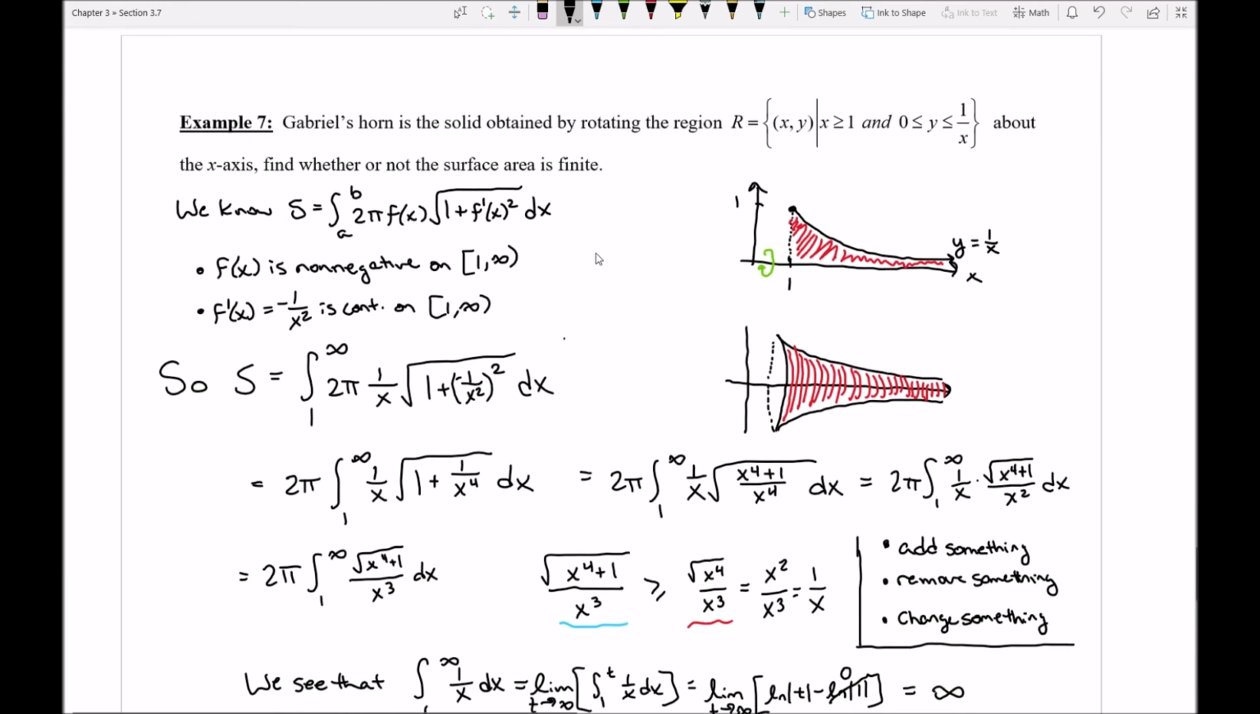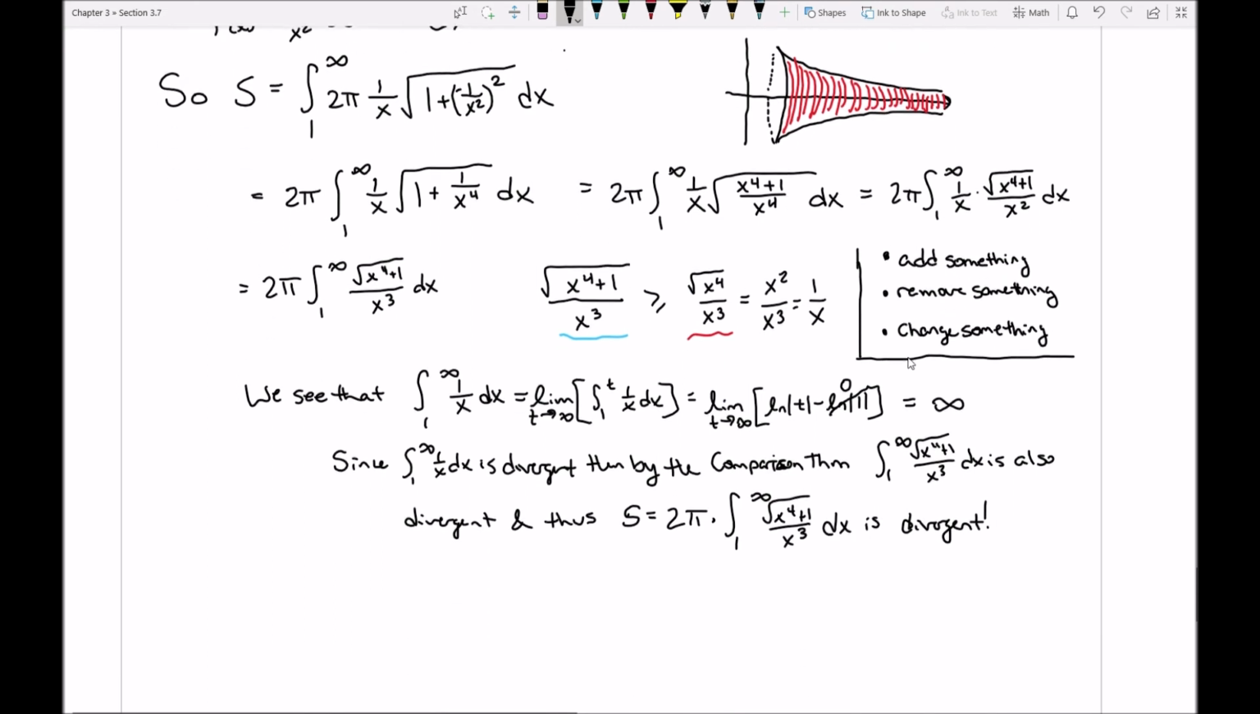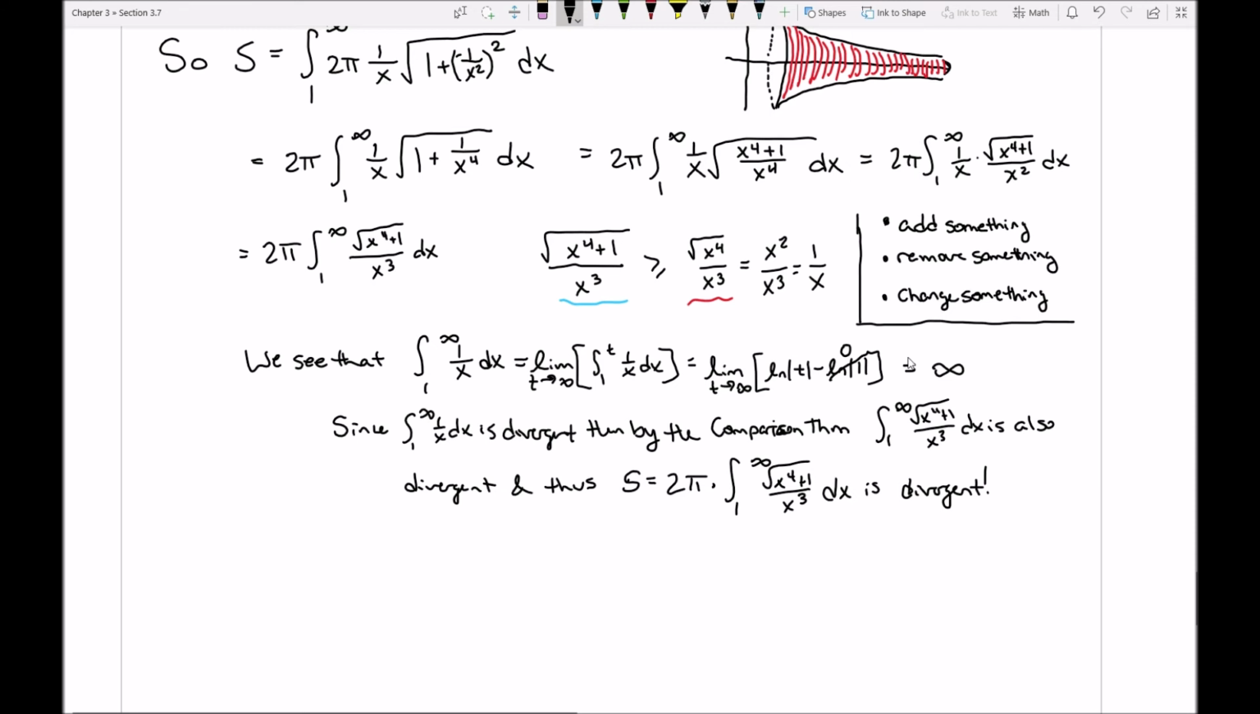Is the surface area finite? No, it is not. And why in the world is this the greatest example in all of Chapter 3? It's a lot of work just to get something that almost seems intuitively obvious. I mean, this thing does stretch forever out towards the right, so it's not surprising that there might be an infinite surface area. But here's where it gets awesome.